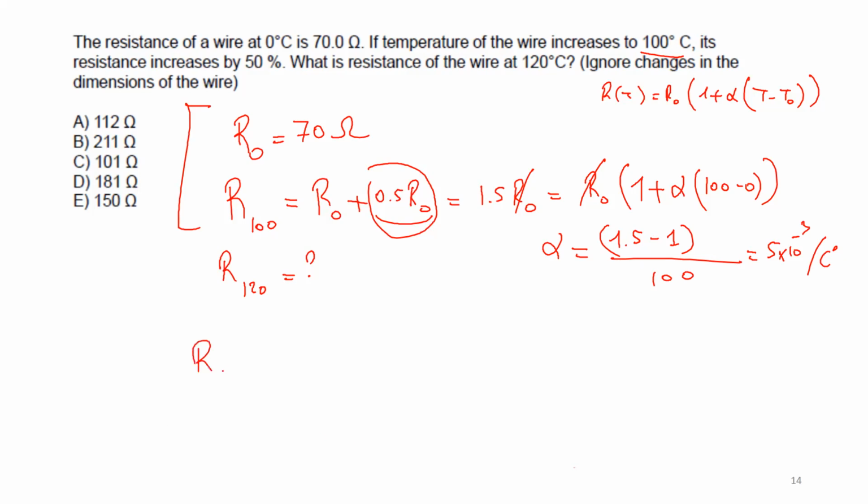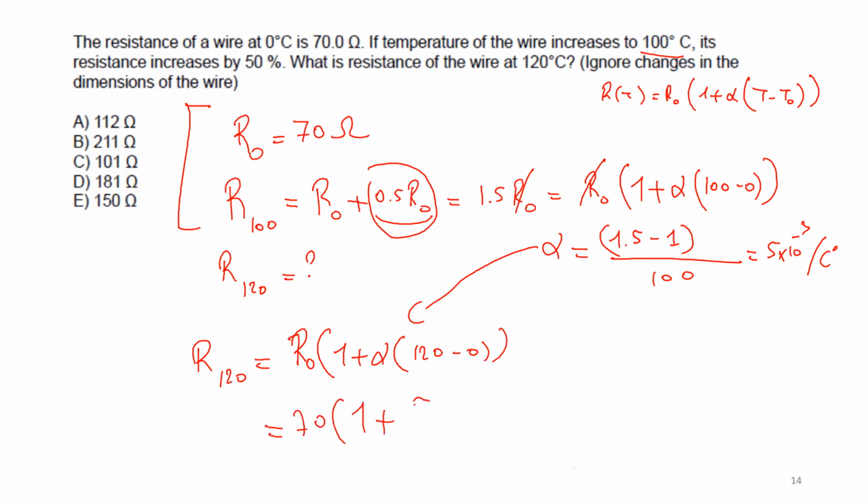Now, what is my R at 120? It will be R0. Let me write it down. R0 times 1 plus alpha that I already know, times 120 minus 0. So it will be 70 times 1 plus 5 times 10 to the power minus 3, multiplied by 120. And this will give you 112 ohm. Okay?